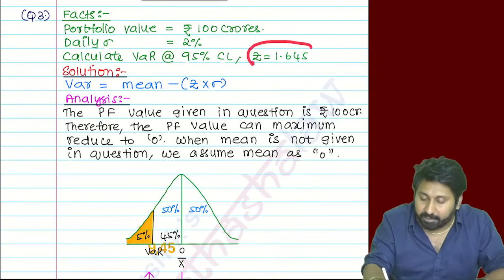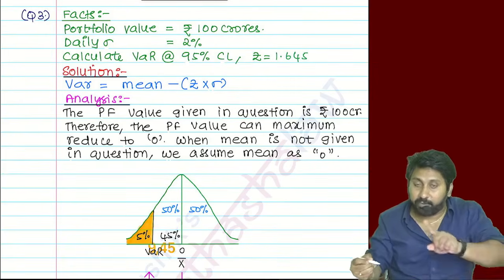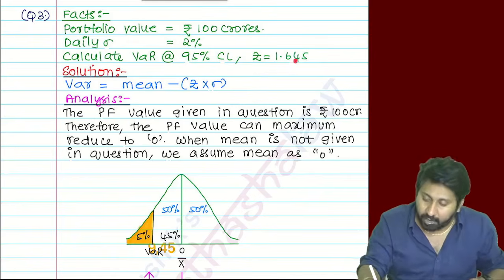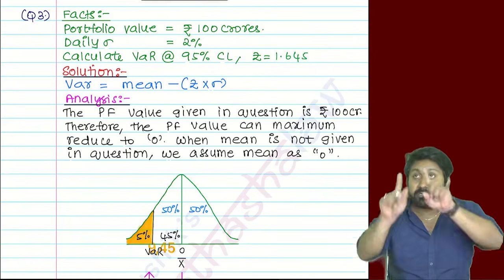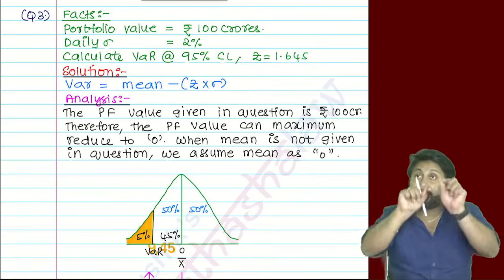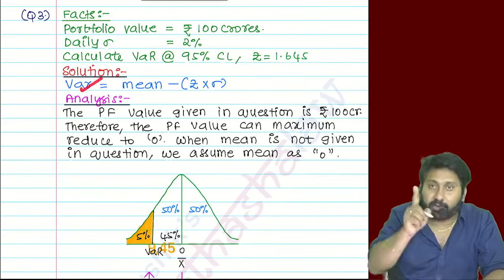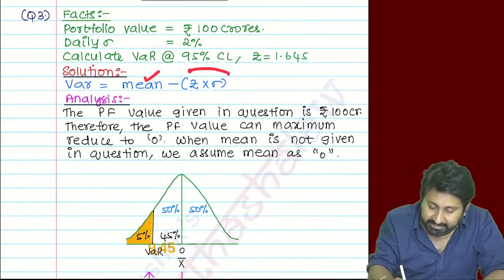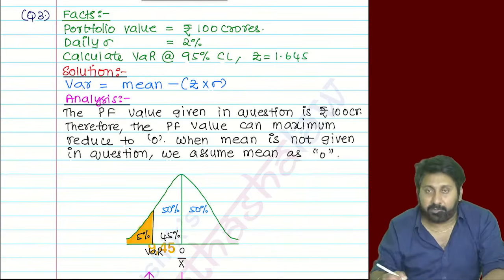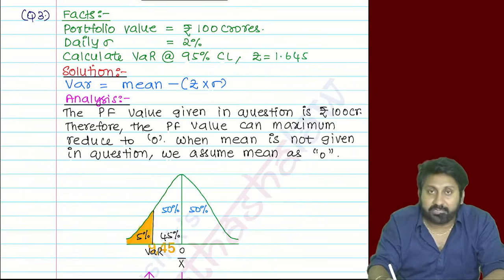Z value 1.645. How might they have got this? The Z table will be there, na? In the table they plotted the numbers. Now VaR equals the formula: mean minus Z into standard deviation. Mean minus Z into standard deviation.